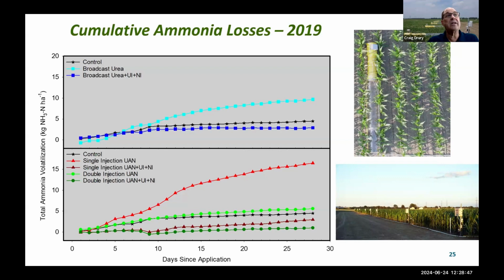But here, if you look at the double injection, the bottom graph, where you don't have as much N in each slot, but still the same N application rate over the whole field, much lower losses. And with the double injection and the green, the dual inhibitors, we've eliminated loss.